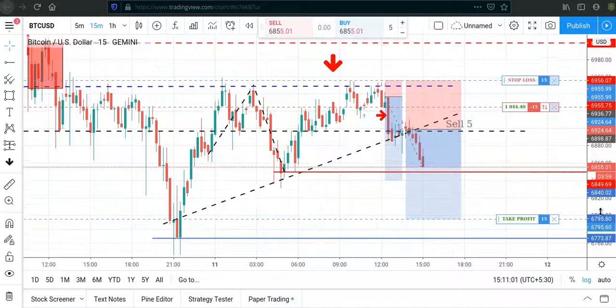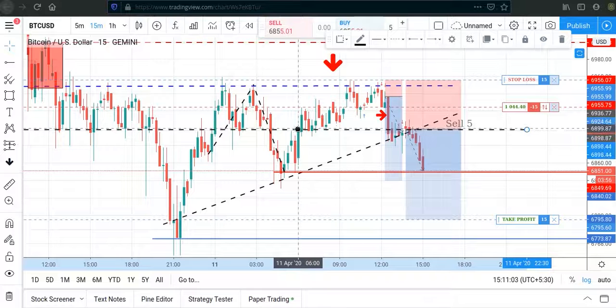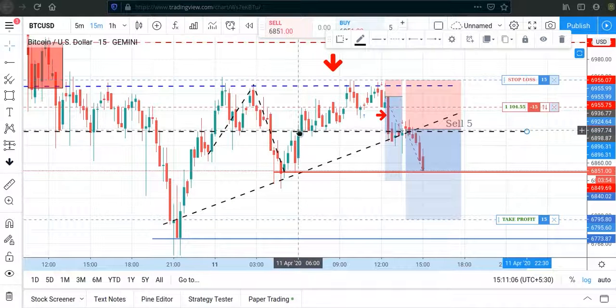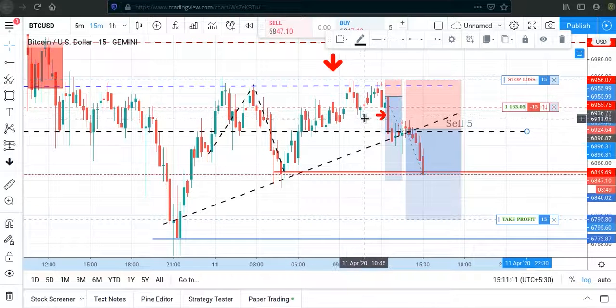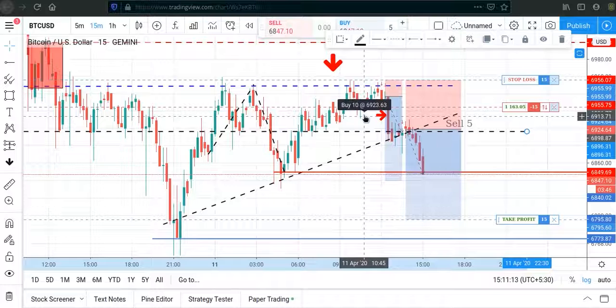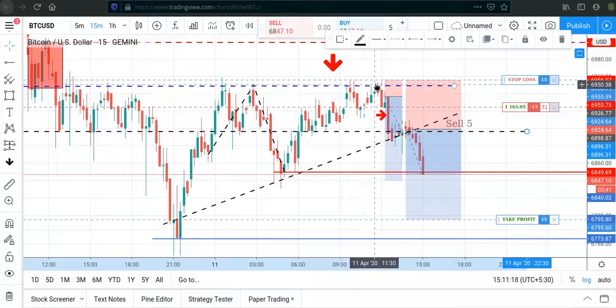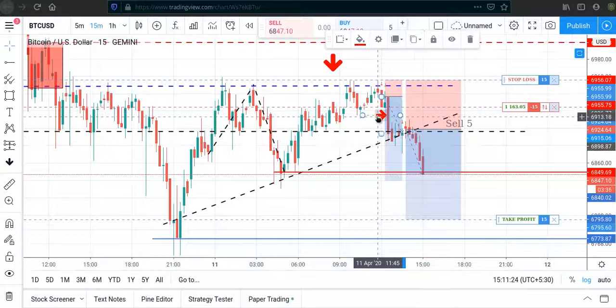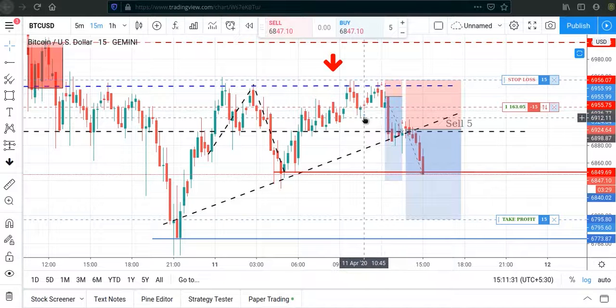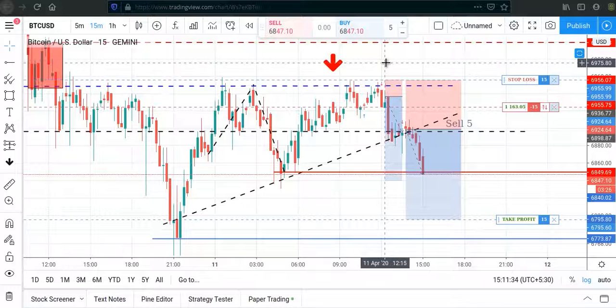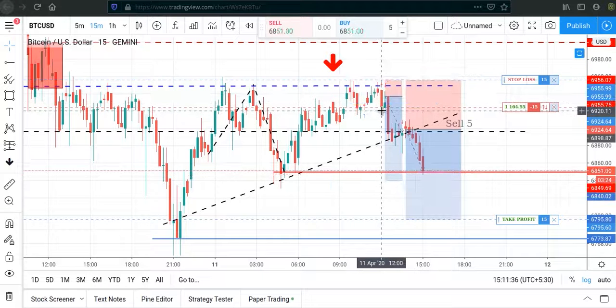Actually, as we know, this black dotted line is the support line from hourly, right? So as it was holding above here, I took a small buy position here today in the morning, which didn't work out well, and once I saw it holding again here, this small arrow mark is the one where I got out of this buy trade and got in on the sell side on this green candle after that.